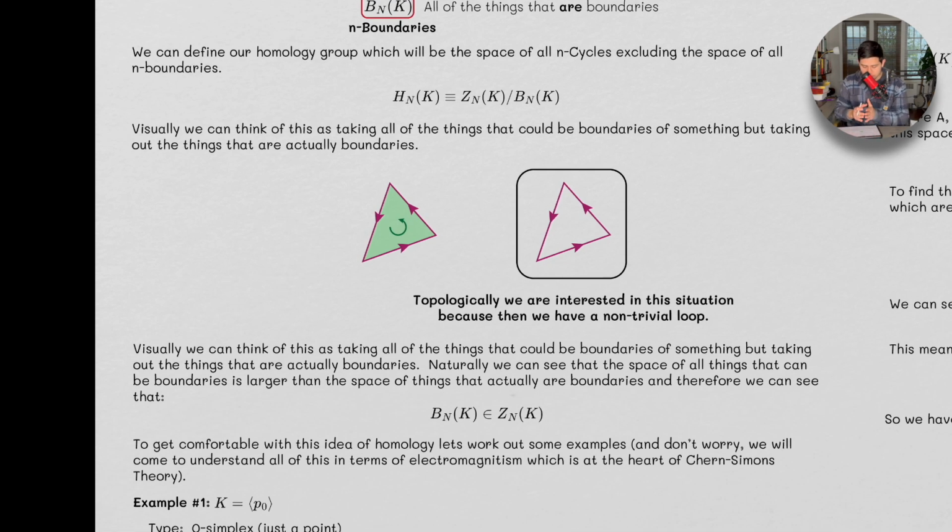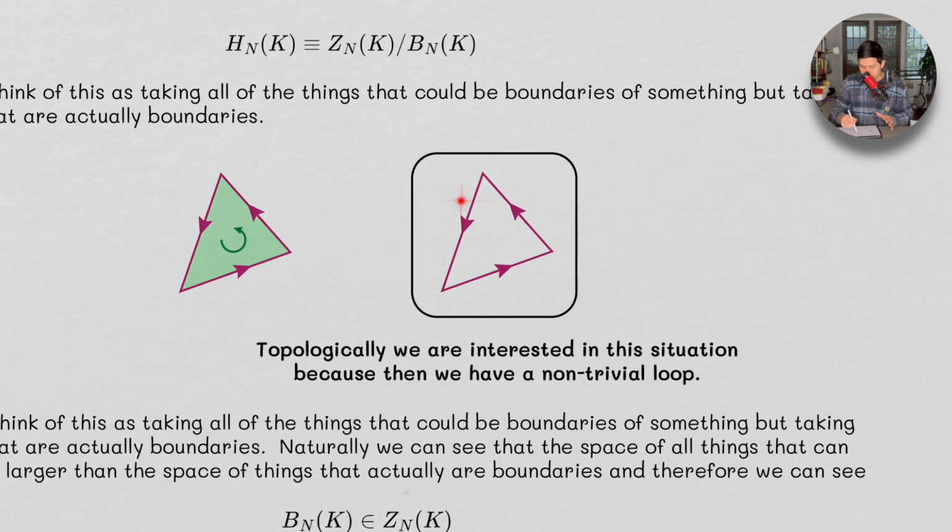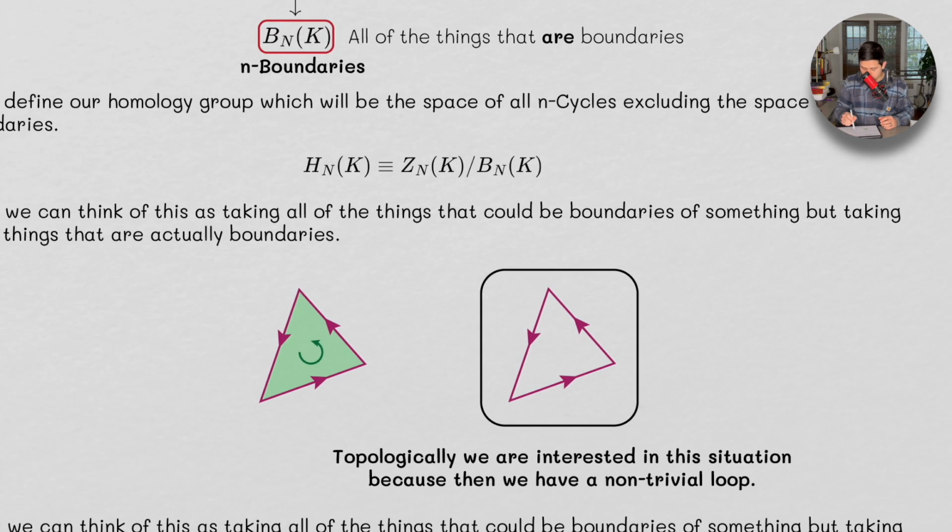So visually, again, we can think of this as taking all the things that could be boundaries of something, but taking out all the things that actually are boundaries. Topologically, we're interested in this situation because then we have a non-trivial loop. There's nothing in here. This thing could be a boundary, but there's nothing inside of it, so there's a hole inside of it, if you will. We don't want this, which actually is a boundary because there's stuff filled inside of it. But we do want this. So how do we get this? Well, we use this prescription.